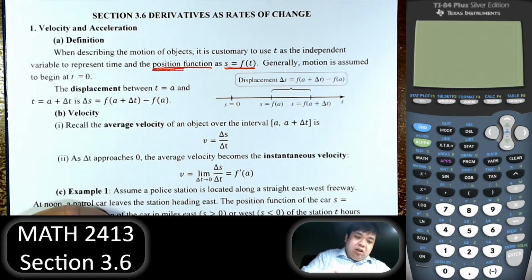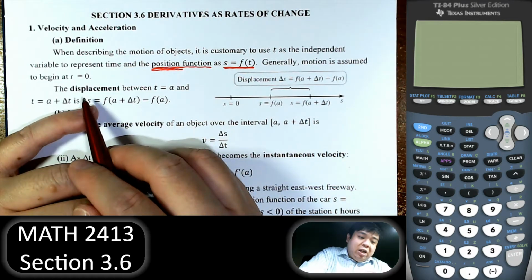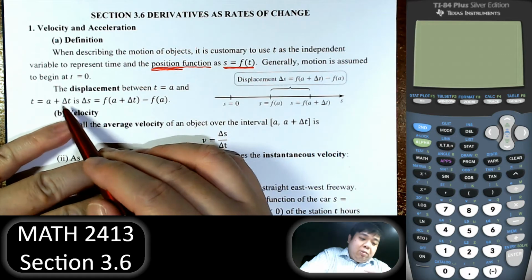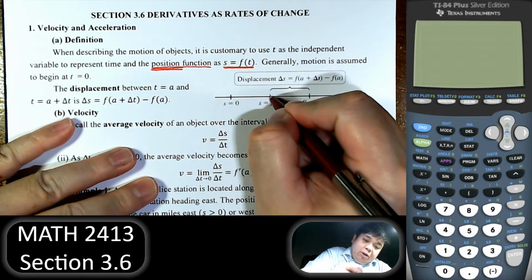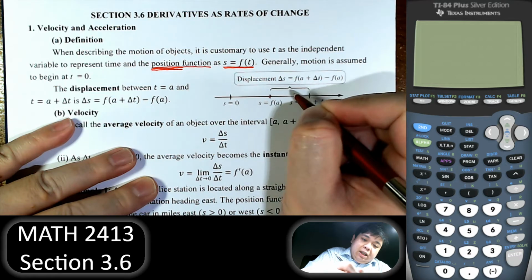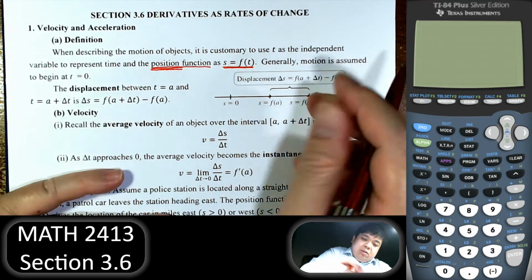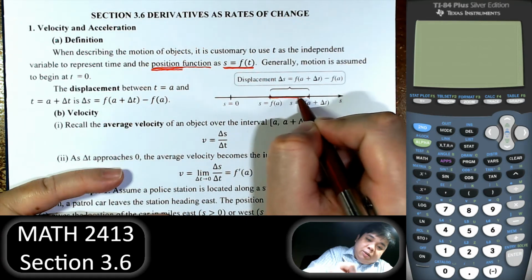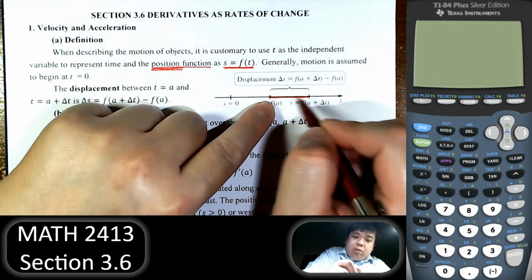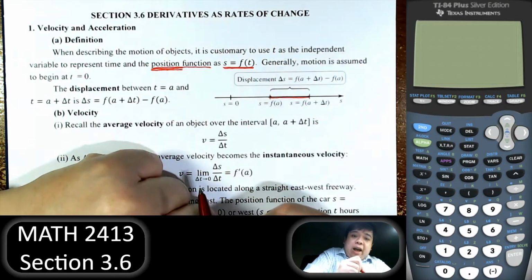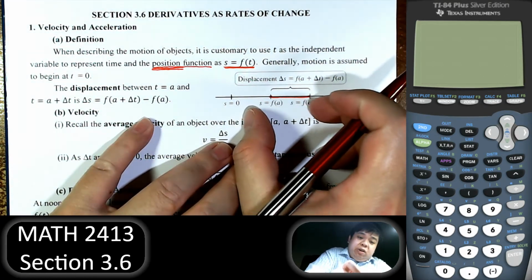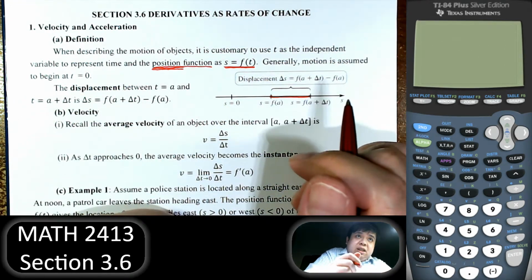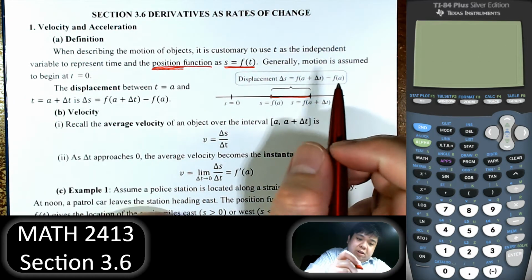That's the usual thing. The displacement between t equal to a and t equal to a plus delta t. So we go from a to a plus delta t. That is called a displacement. So a position is one point on this line, and the displacement is the difference, final minus initial. That is displacement.